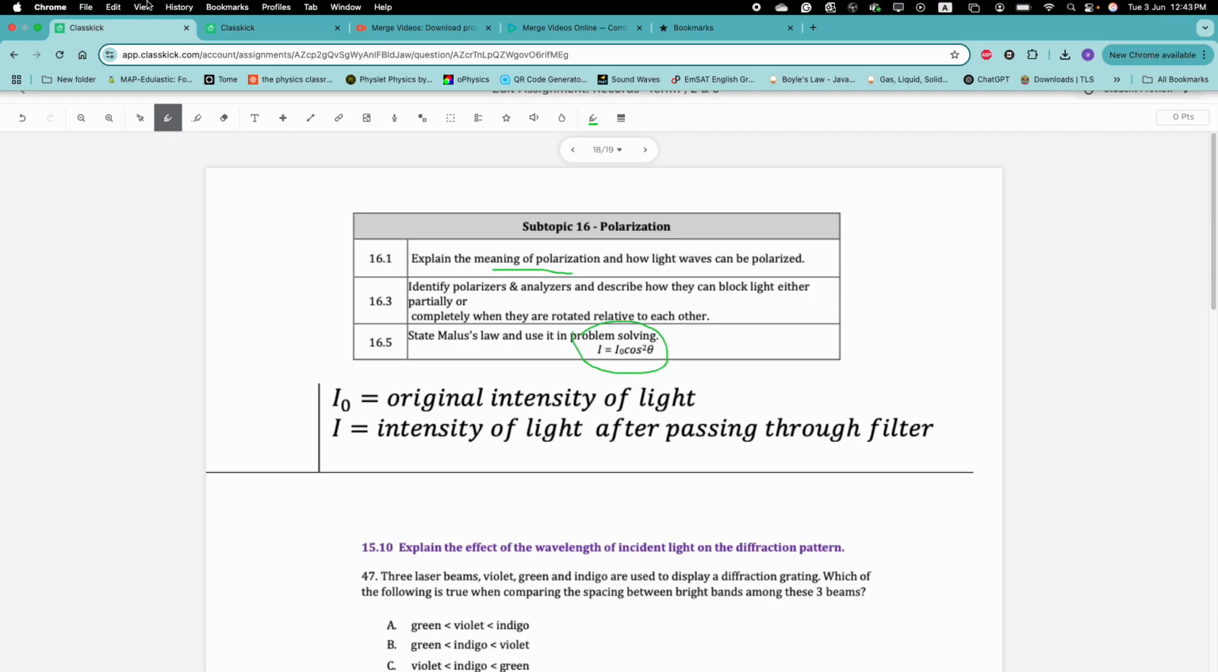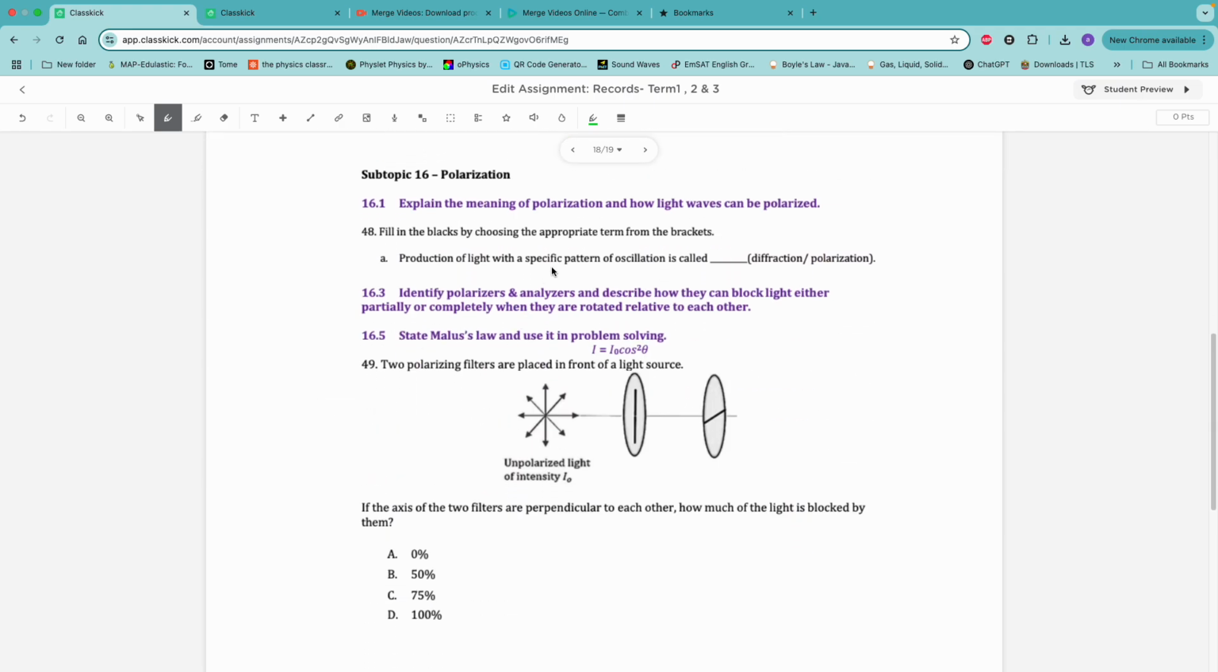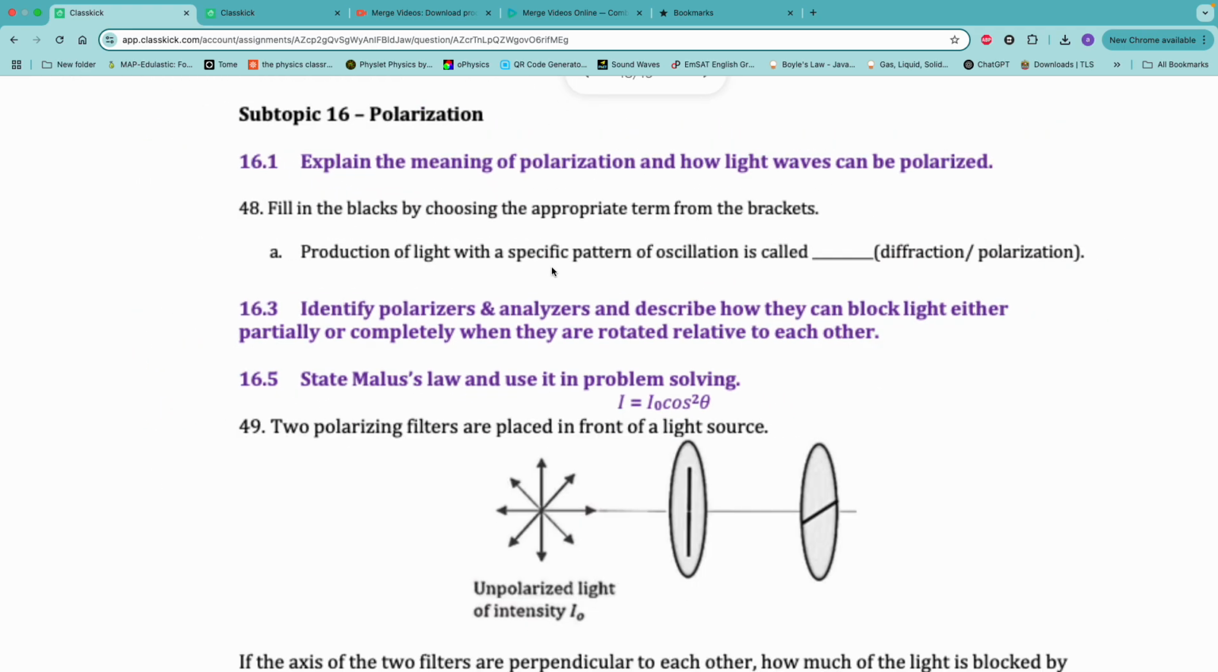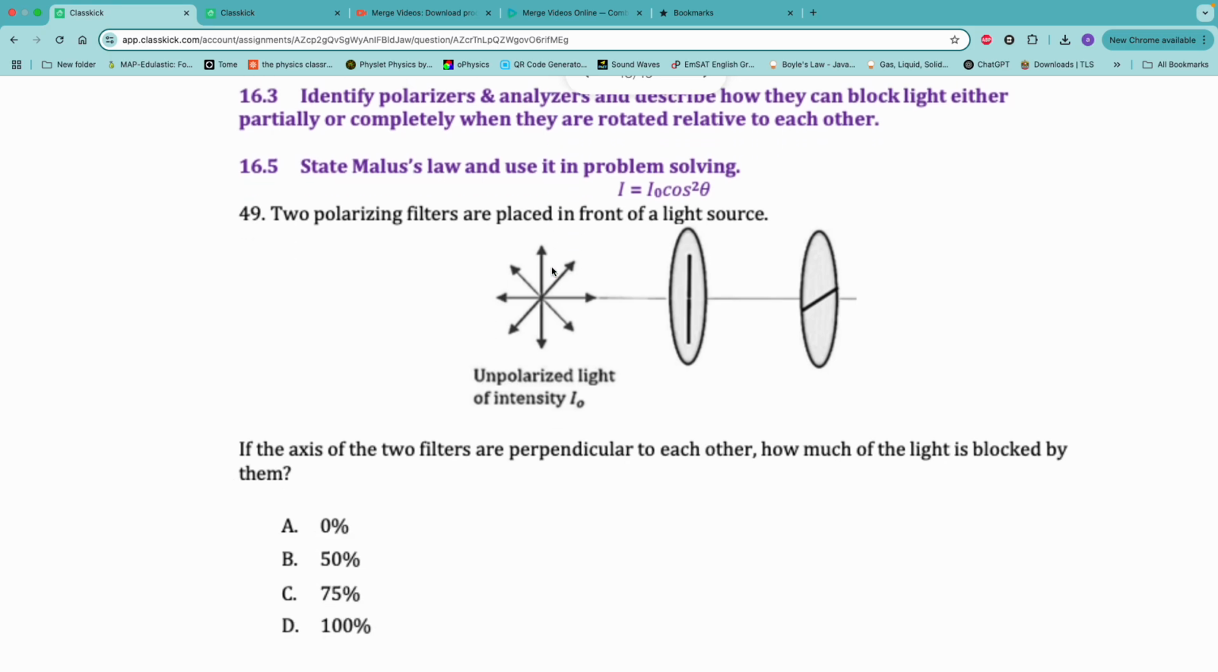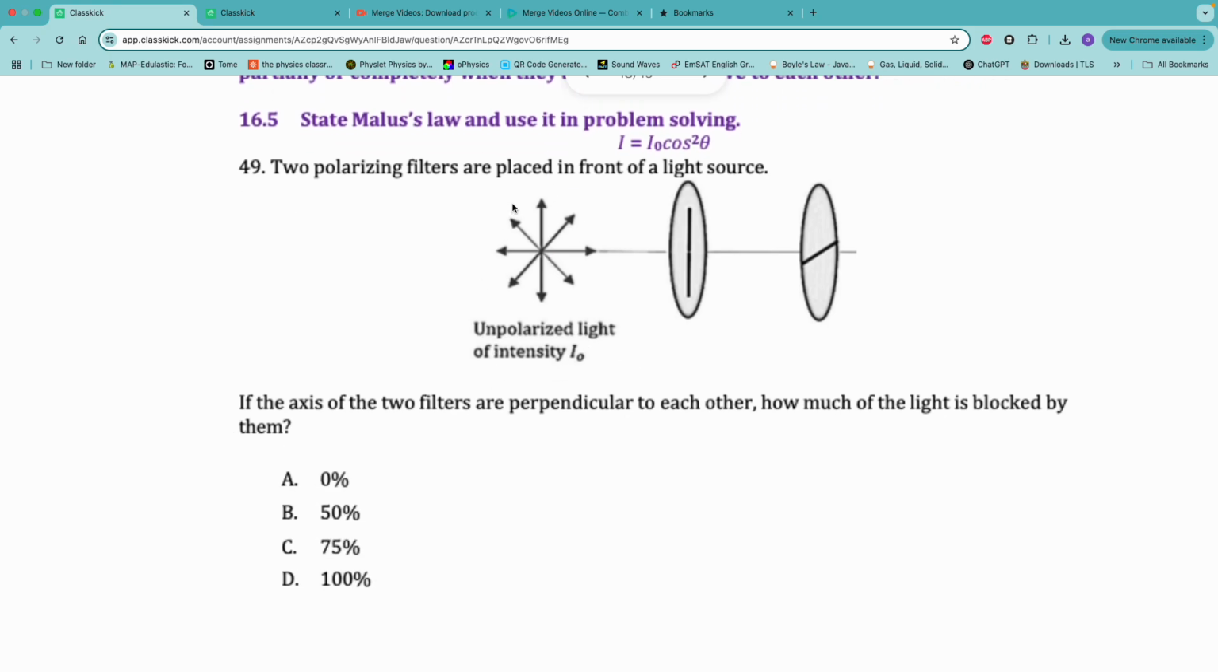Mainly here, going to these questions, we need to understand this symbol shows unpolarized light. When it passes through filter 1, we call it the polarizer. Filter 2, we call it the analyzer. The amount or the intensity of light that will be transmitted through the polarized axis depends on the orientation between filter 1 and filter 2, which is the polarizer and analyzer.